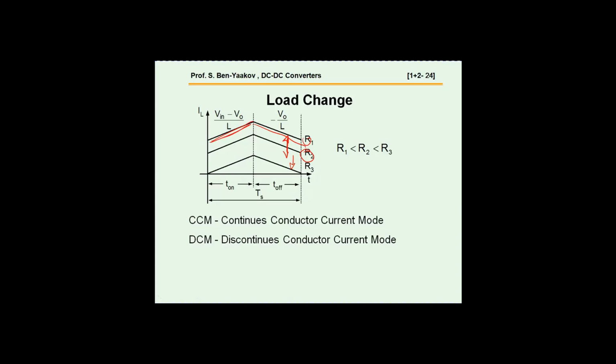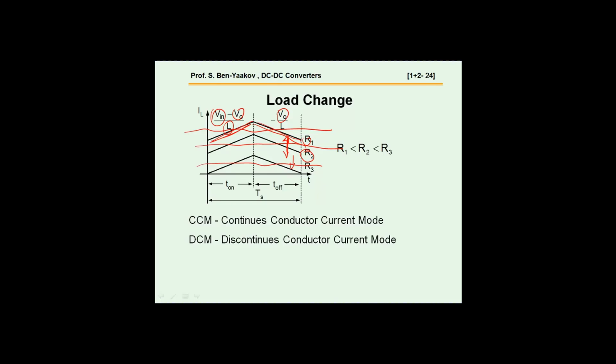Same picture. Why is that? Because the slopes are dependent on voltage. And I've said that we are just changing the load. We are not changing the voltage. Duty cycle is the same. V in is the same. Therefore, V out is the same. So therefore, this slope is also the same. So the only thing that is changing is the level of the current. This is actually the average current here. This is the average current here. And this is the average current here.